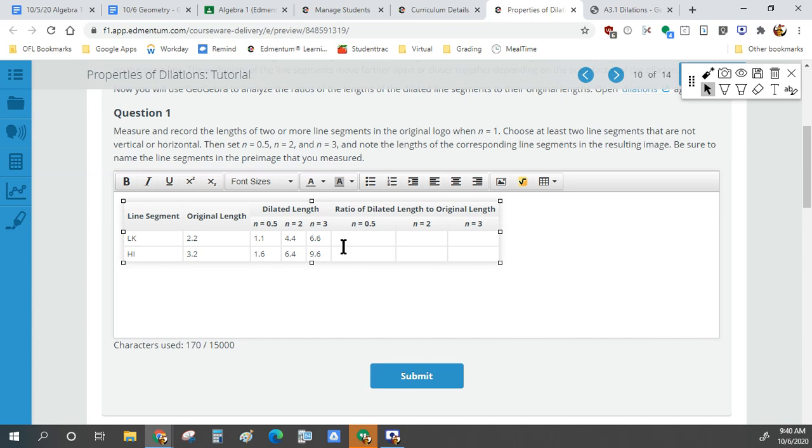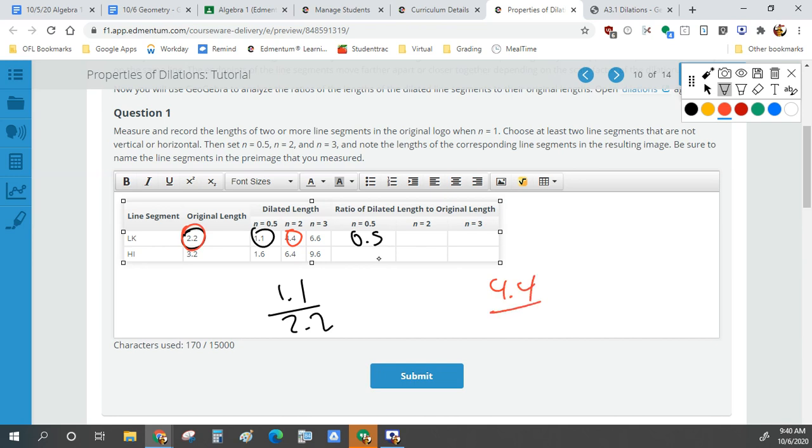Well, this ratio means that we're going to do new over old. Well, 1.1 divided by 2.2, that's just 0.5. Now we're going to do new over old. Well, 4.4 divided by 2.2, that's just 2. And if we do 6.6, so always remember the ratios are always new over old. We get 6.6 divided by 2.2, that's 3. So you guys can guess that the remaining answers are 0.5, 2, and 3.